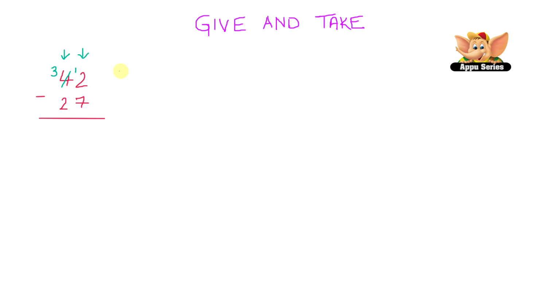Now we can definitely take away 7 from 12. So 12 minus 7 leaves you with 5. So the answer here, in the ones place, you have 5. Let's go back to the tens place. We have 3 minus 2 equals 1. So the answer is 15. So you're left with 15 apples.